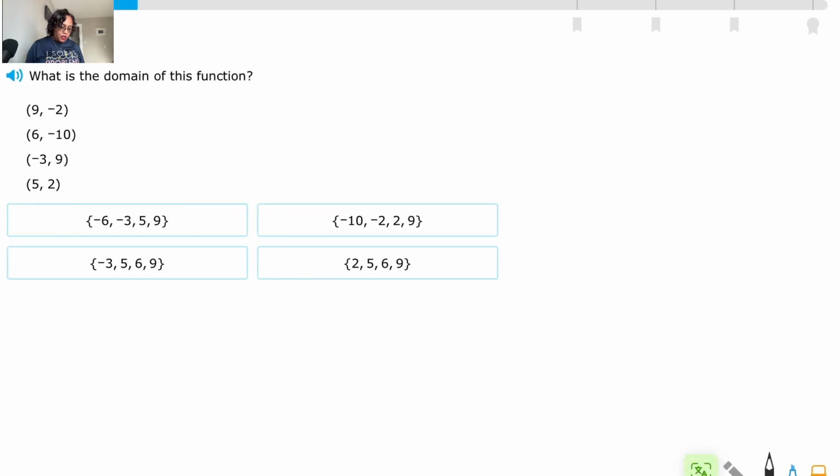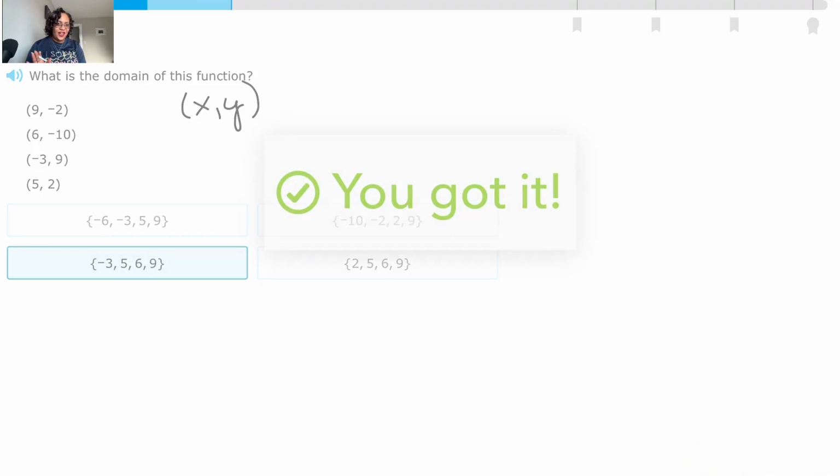Okay. Let's do one more. So what is the domain? So this is the input now. Okay. So the x value, and remember these coordinates are written in x comma y, right? And so the domain would be starting with -3, right? And there's only one that starts with -3. So -3, 5, 6, and 9.